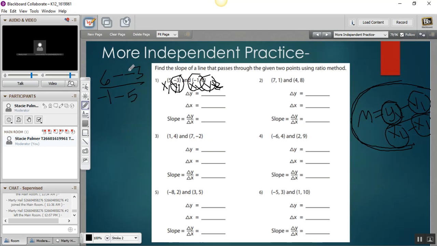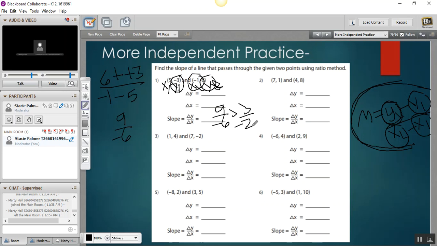6 minus a negative 3. That is going to be like 6 adding a positive 3, so that's 9. Negative 1 minus 5 is negative 6. Okay, so the slope is 9 over negative 6. We can simplify this if we want. 3 goes into 9 3 times.